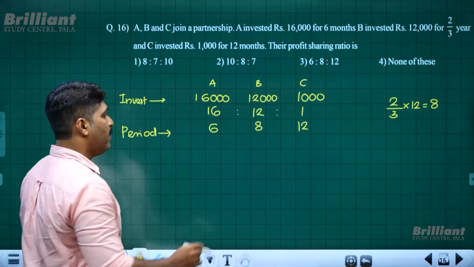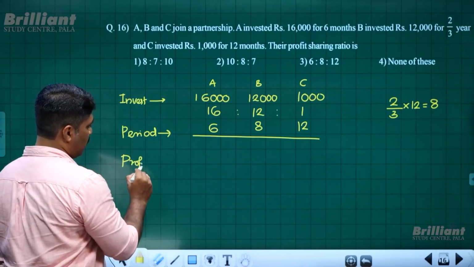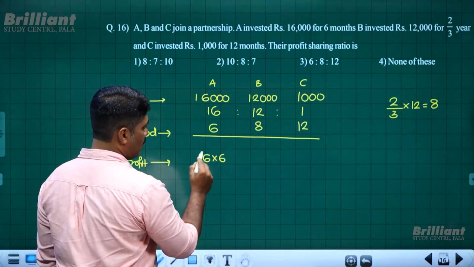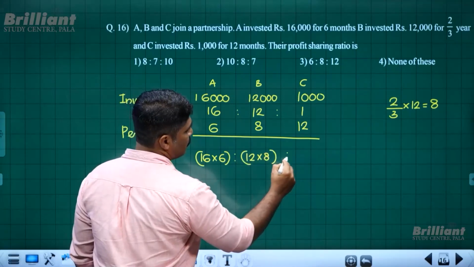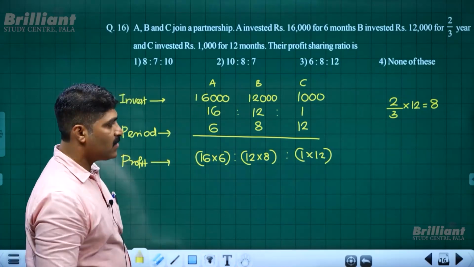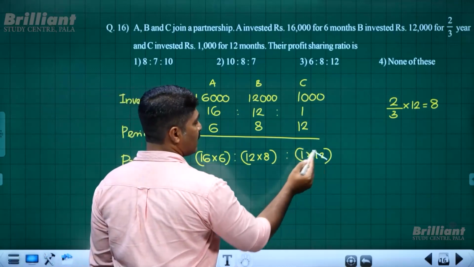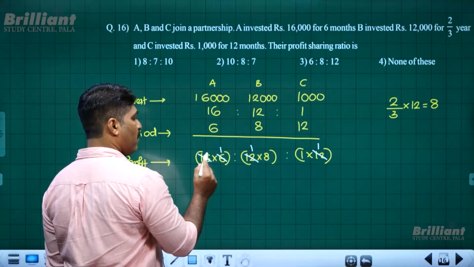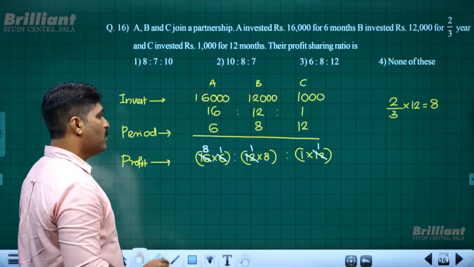So if you want to find the profit share, the ratio of profit is 16 into 6 is to 12 into 8 is to 1 into 12. While simplifying this, we know that we can cancel 12 from each value. How to do the simplification here? Here 12 we can cancel, that is 1. Here 12, that is 1. Here this 6, we have to take a 2 from here, therefore that is 8. Clear? Like this way.